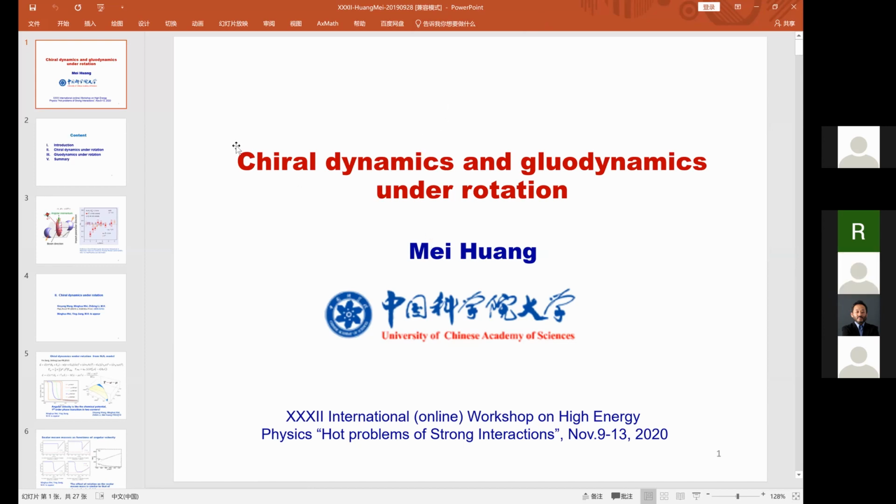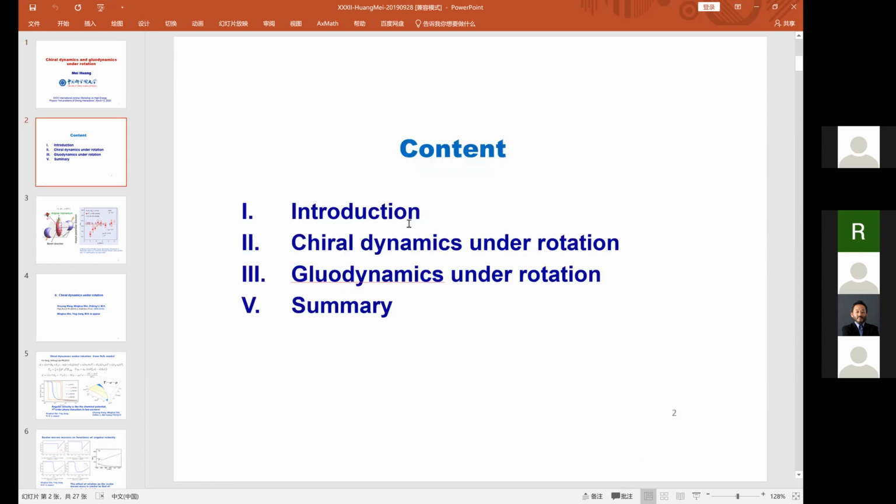So I will talk about the chiral dynamics and the gluodynamics and the rotation. I will firstly give a very brief introduction because Kenji introduced a lot about the physics and the rotation. And I will talk about the chiral dynamics and the rotation in the framework of the NJL model, and then investigate the gluodynamics and the rotation in the framework of holography, and then give a summary.